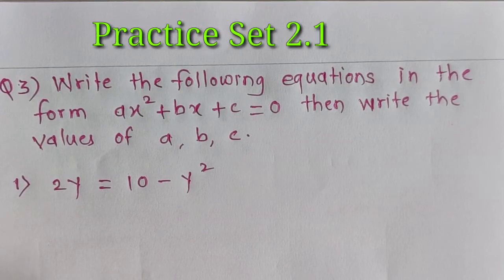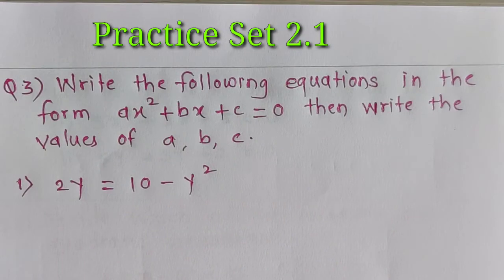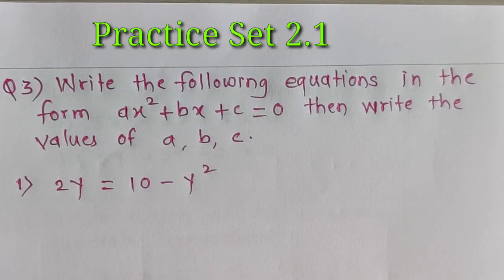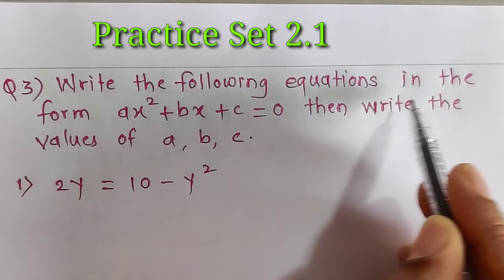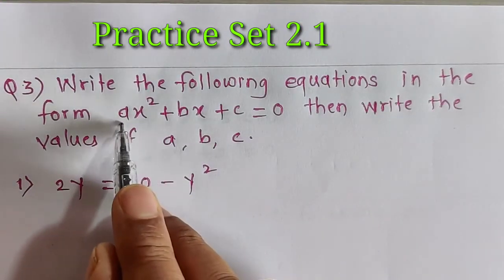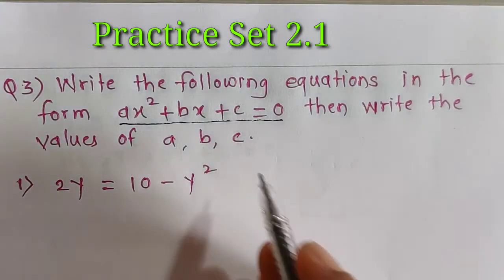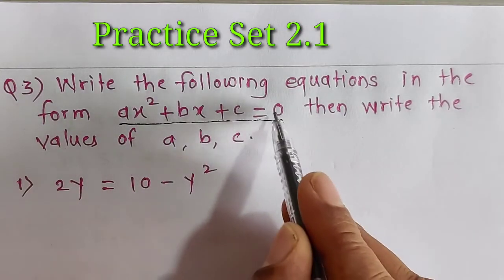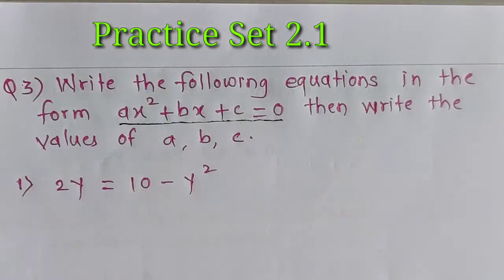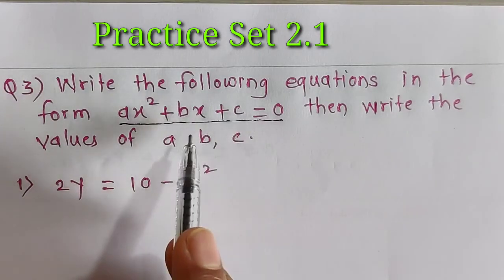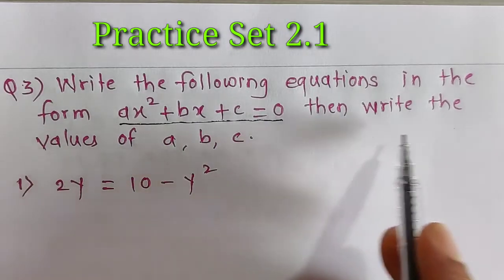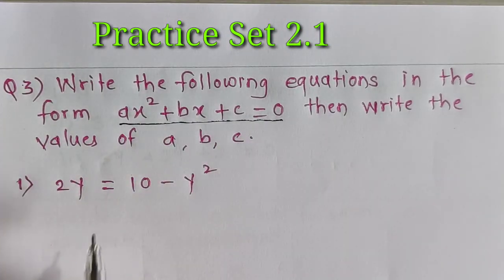So students, in practice set 2.1, this is question number 3. Write the following equations in the form ax square plus bx plus c is equal to 0. That is called standard form. Means first we have to write the given equation in its standard form. Standard form means all the terms on the left hand side and 0 on the right hand side, and the terms are written in decreasing order of their indices. Then write the values of a, b, c by comparing.